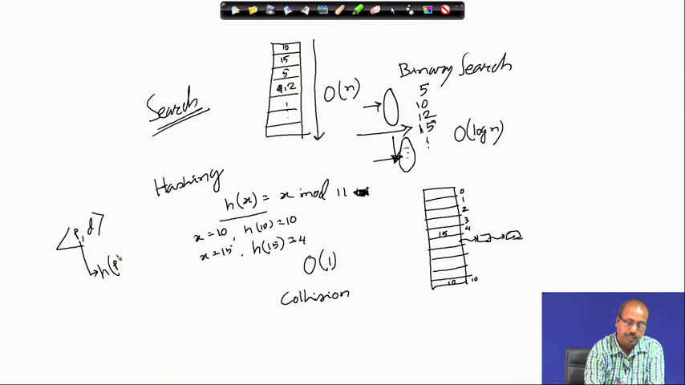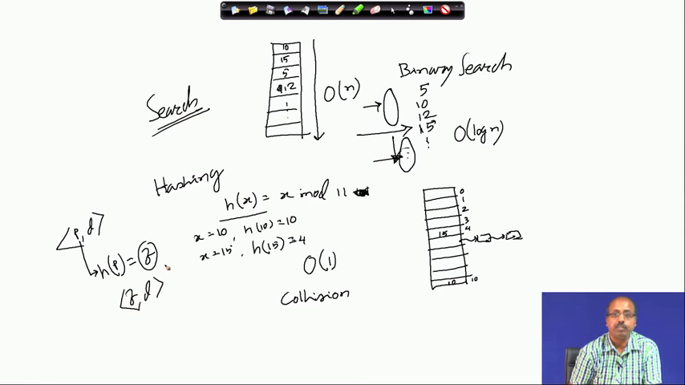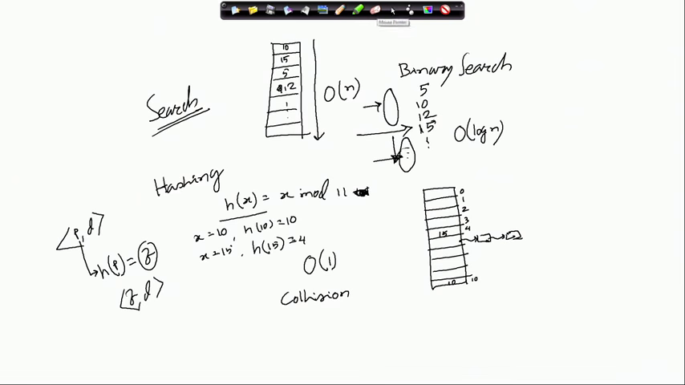So, h of p. This will give me the frame number f. Then this f and d will tell me the physical address of the memory to be accessed. With this background, we will be going into the discussion on hash function based page table organization, or hashed page table organization.